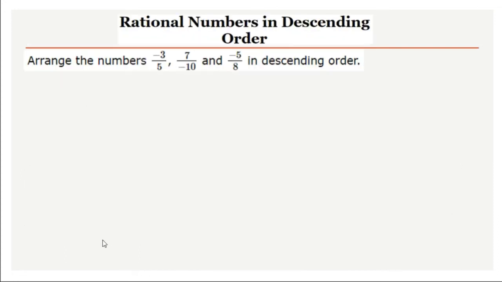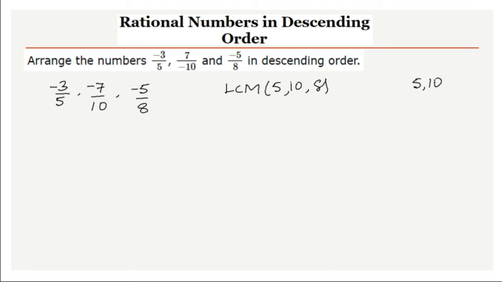Let us solve a few more questions wherein we use descending order. To do that, first let me express all the denominators of the given rational numbers as positive ones. These will be the rational numbers. Let's find the LCM of 5, 10 and 8.